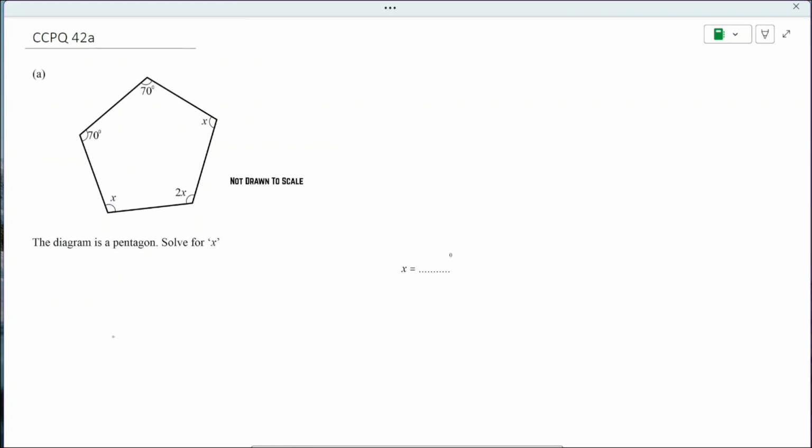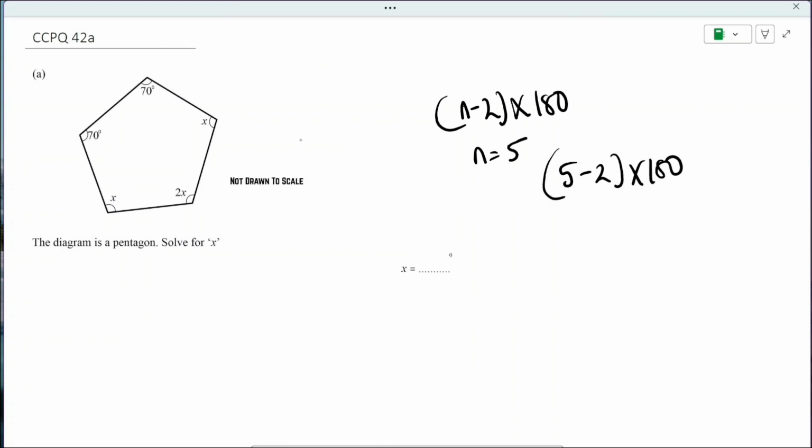You have the sum of interior angles of any polygon as (n minus 2) times 180. You know, this is a pentagon, a 5-sided shape, though it's not regular. You have our n as 5. So rather than have n here, we'll be having (5 minus 2) times 180. 5 minus 2 is 3, times 180. 3 times 180 will give you 540. So the sum of all these angles should equal 540.